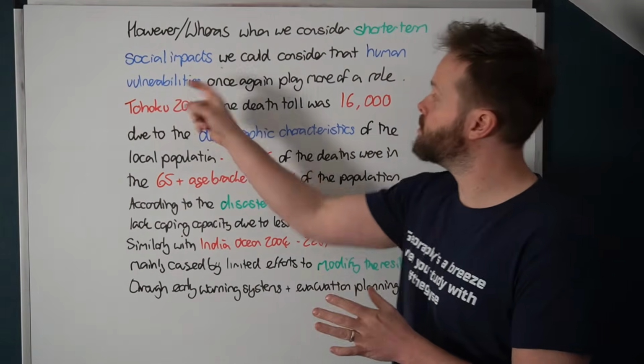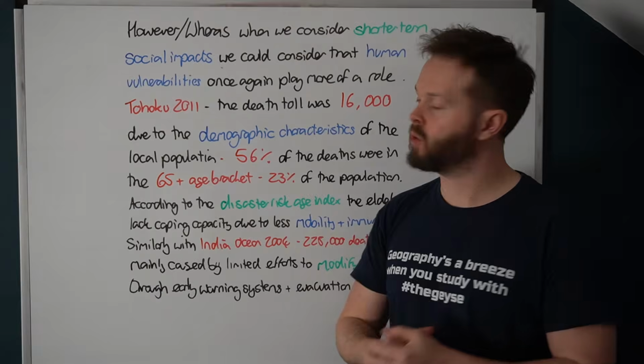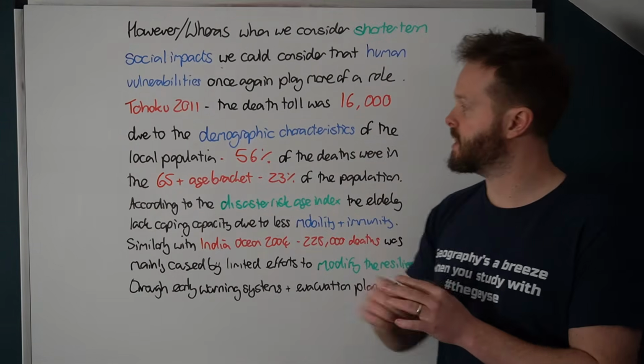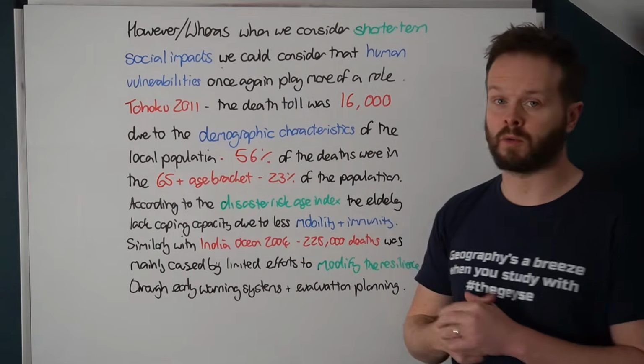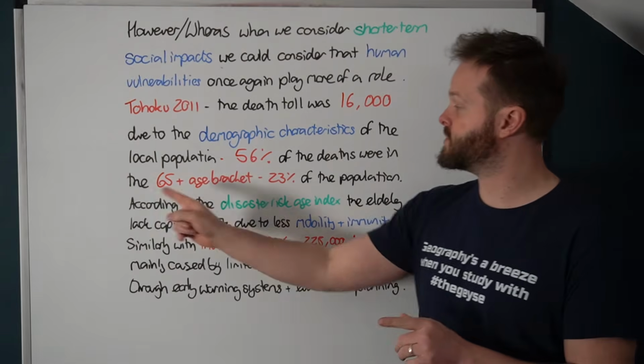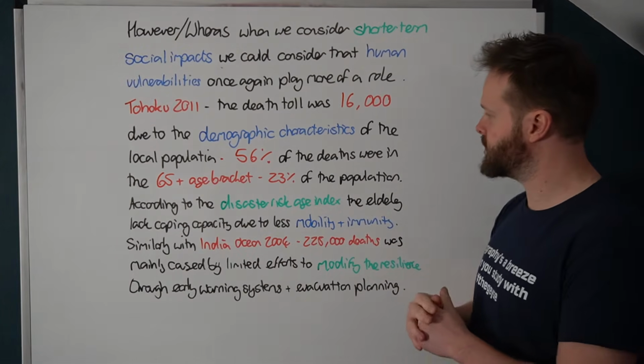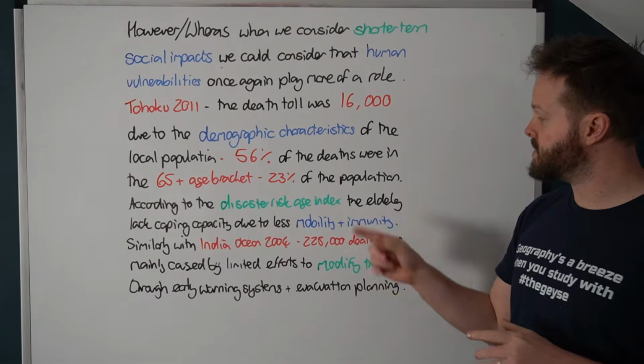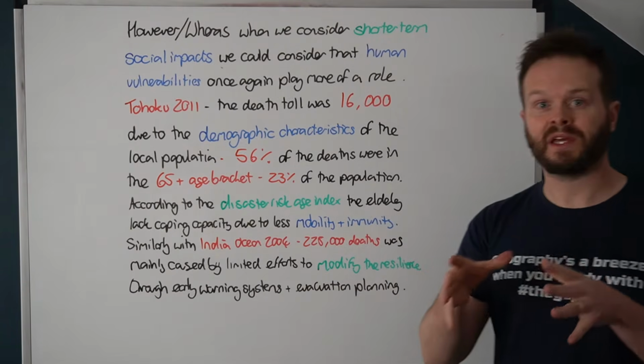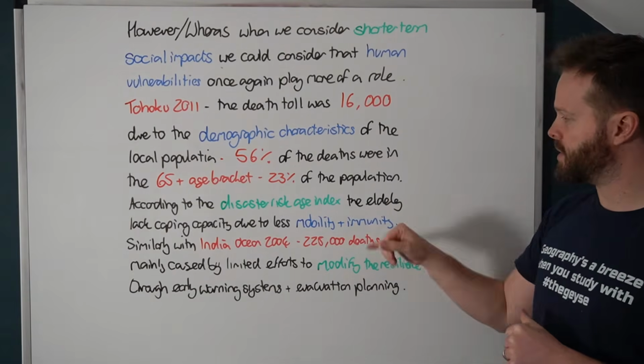We could consider that human vulnerabilities once again play more of a role. Tohoku 2011, the death toll was 16,000 due to demographic characteristics of the local population. 56% of the deaths were in the 65 plus age bracket, 23% of the population. According to the Disaster Risk Age Index, the elderly lack coping capacity. This is due to less mobility and immunity.